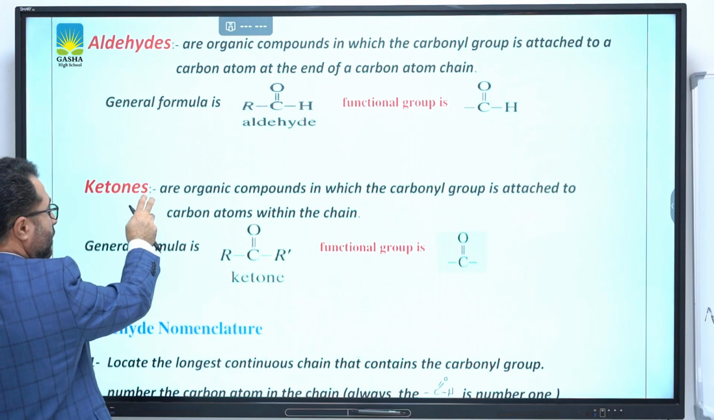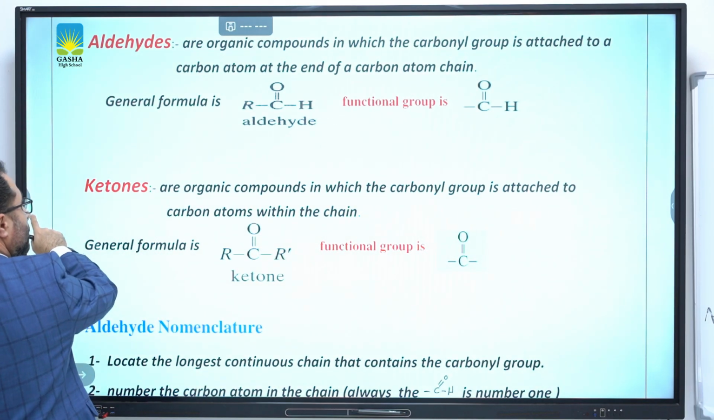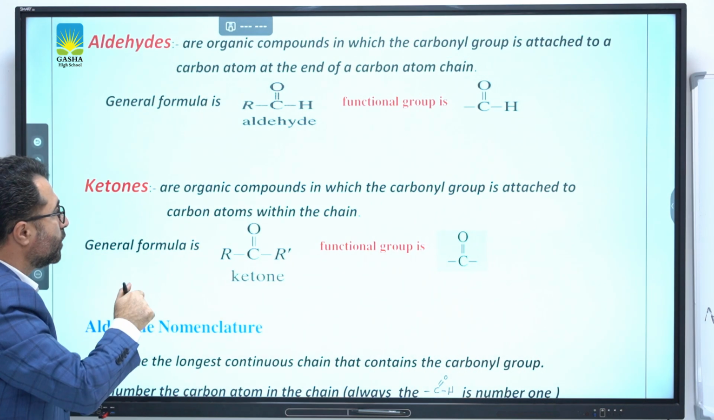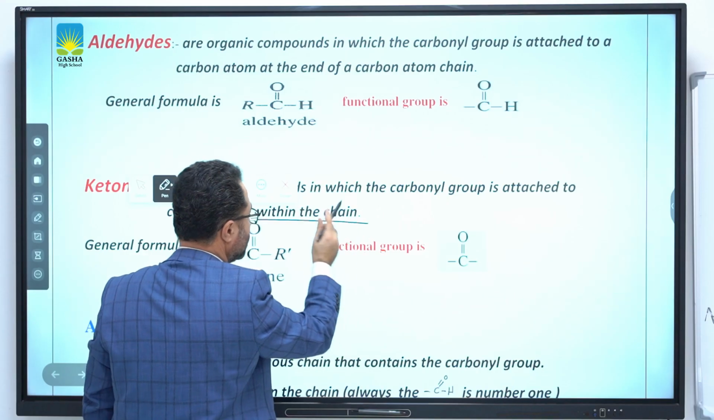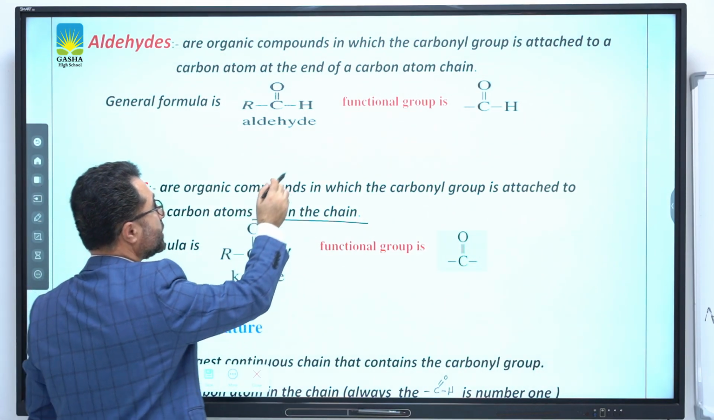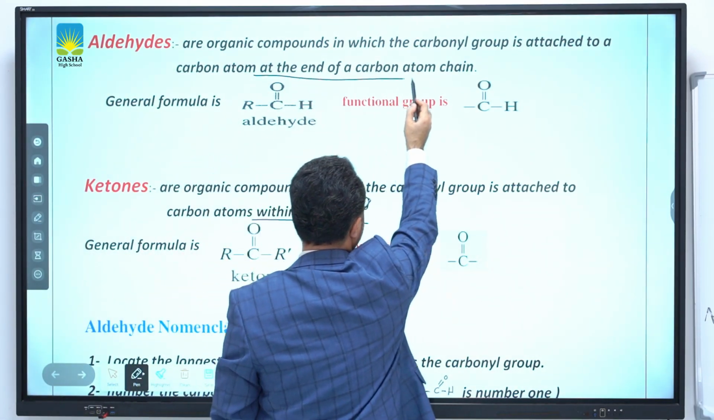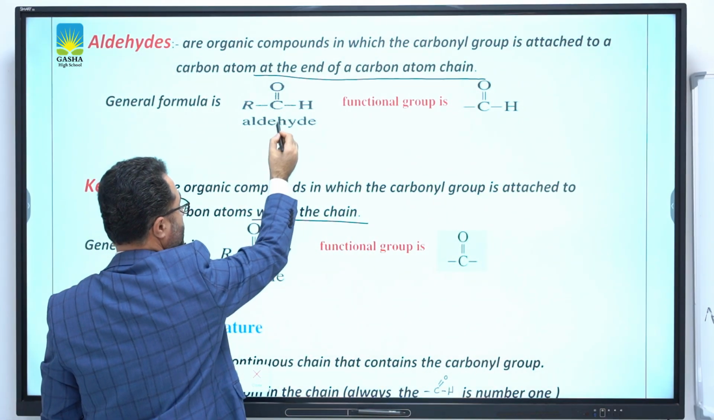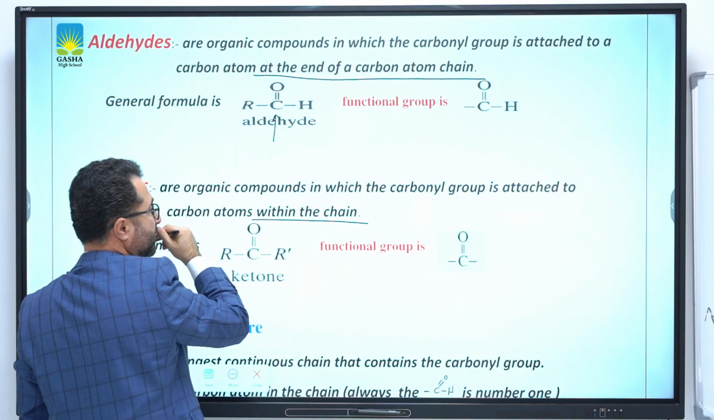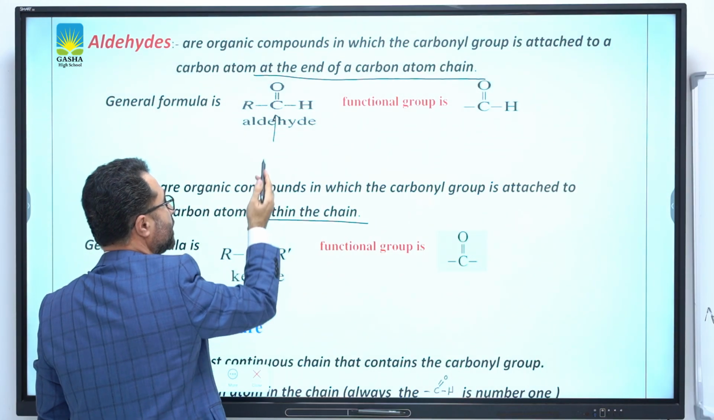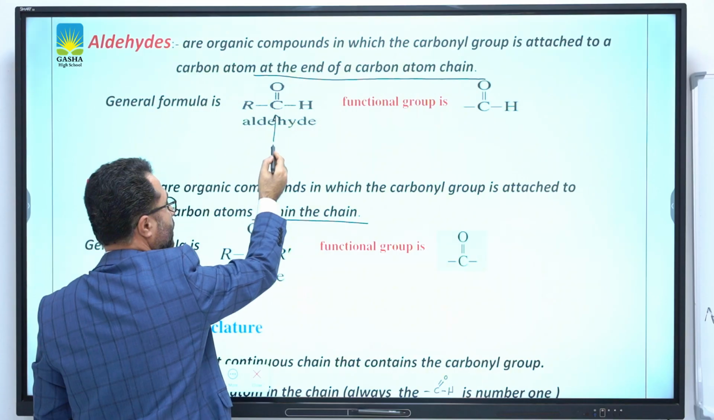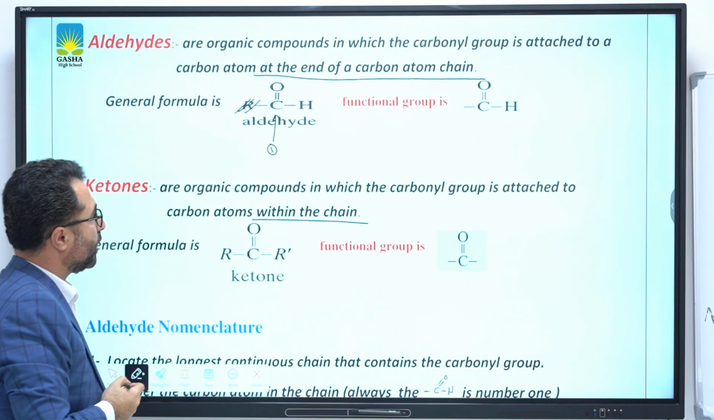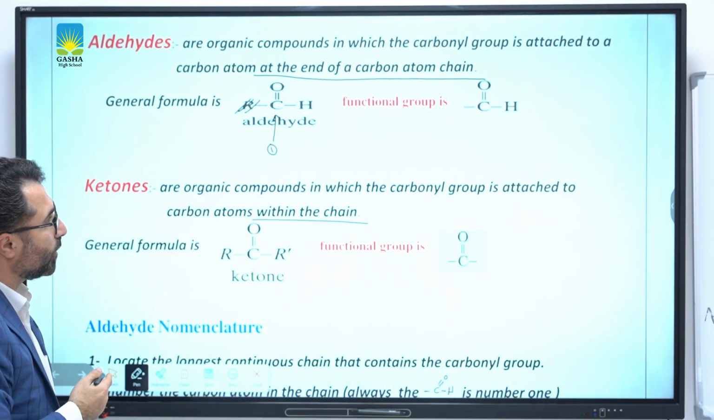Ketones are organic compounds in which the carbonyl group is attached to a carbon atom within the chain. But in an aldehyde, it is at the end of the chain, so it's C double bond OH. The carbon atom in an aldehyde that has the carbonyl group is always number one. Remove the R, and the remaining part is the functional group, C double bond OH.